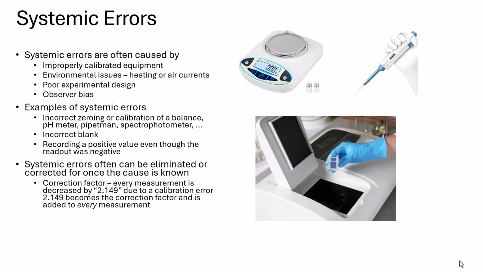Okay. Systematic errors could be caused by poor experimental design, or they could be caused by observer bias. You're not really looking at things correctly. So examples of systematic errors: incorrect zeroing or calibration of the balance, the pH meter, the pipettor, or the spectrophotometer. All of those, you've either zeroed it incorrectly or calibrated it incorrectly. If you're using a spectrophotometer or something like that, you have the wrong blank. Or you record a positive value even though the readout was negative.